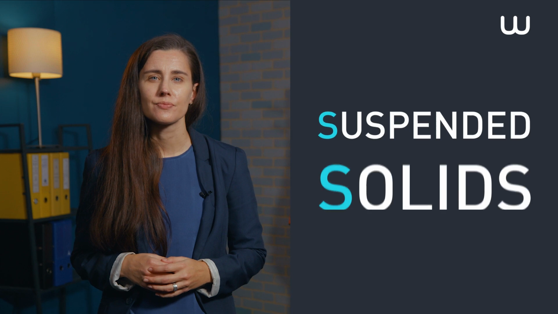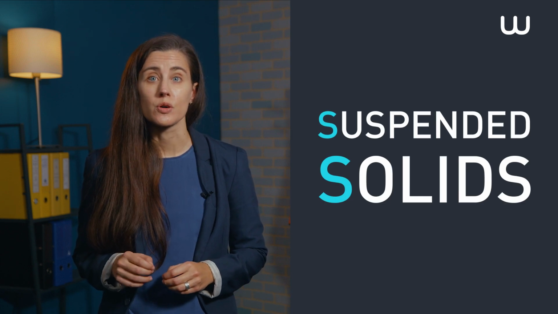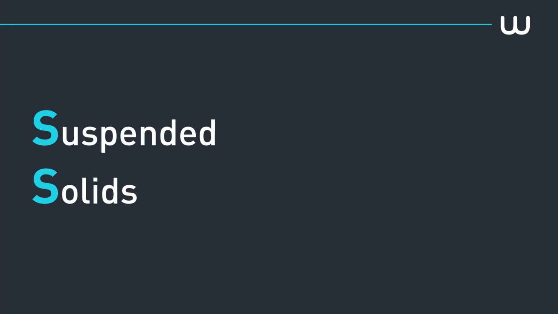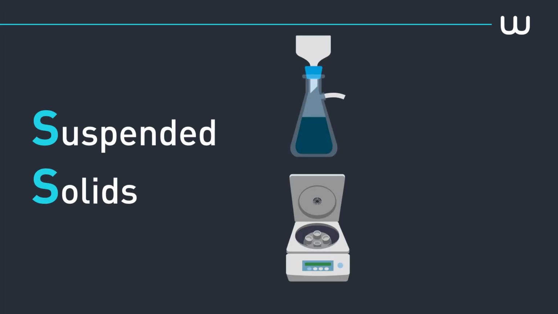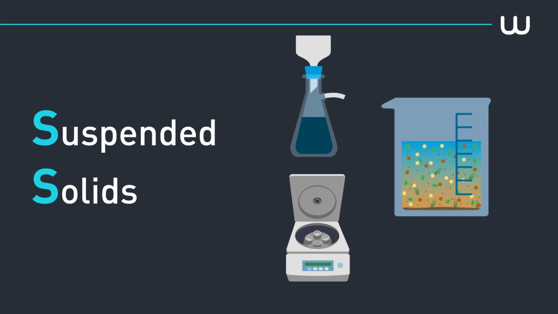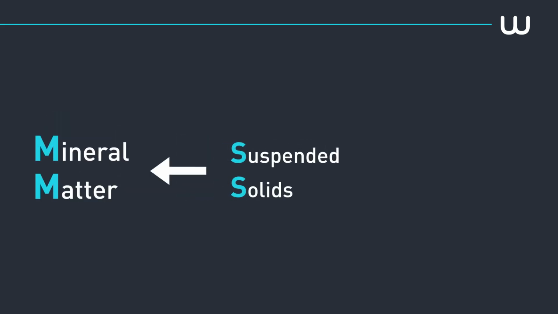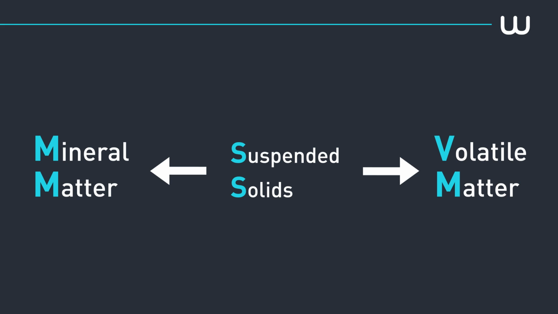Matter that is likely to be deposited at the bottom of a river is characterized by SS, suspended solids. Following the filtration or centrifugation of a water sample, the matter that has been collected is dried. This enables us to determine the weight of the matter that clouds water and risks creating deposits. Then an analysis allows a distinction to be made between mineral matter, MM, and organic or volatile matter, VM.